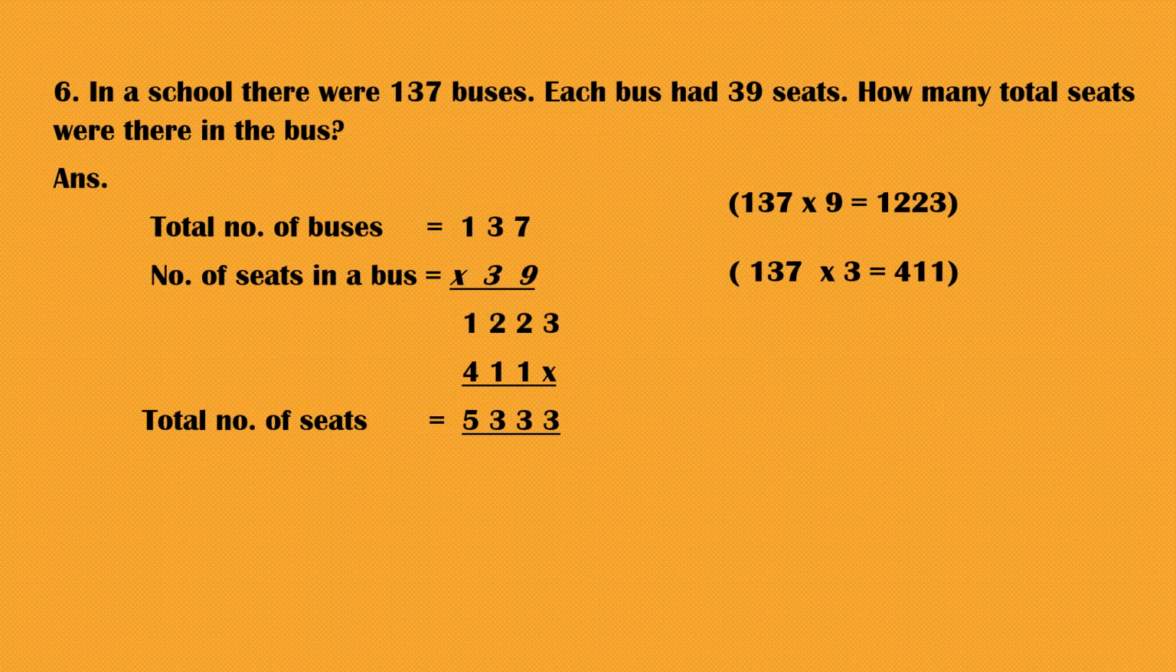So by adding, you will get the total number of seats, that is 5333. You can see below 3 there is no number, 0. So 3 plus 0 is 3. Now 2 plus 1 is 3. 2 plus 1 again 3. Then 1 plus 4 is 5. So the total number of seats is 5333.